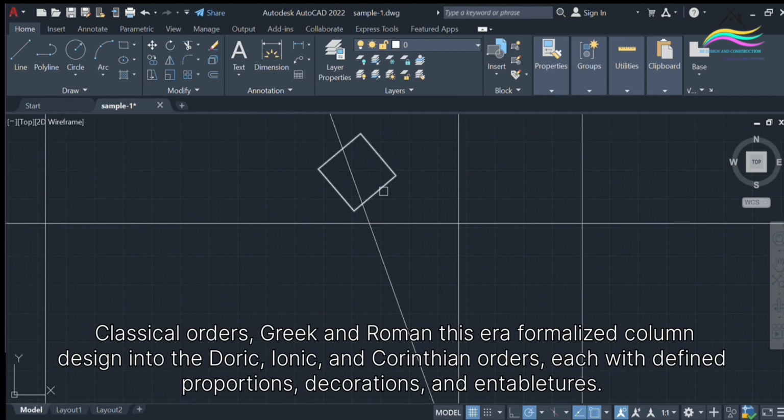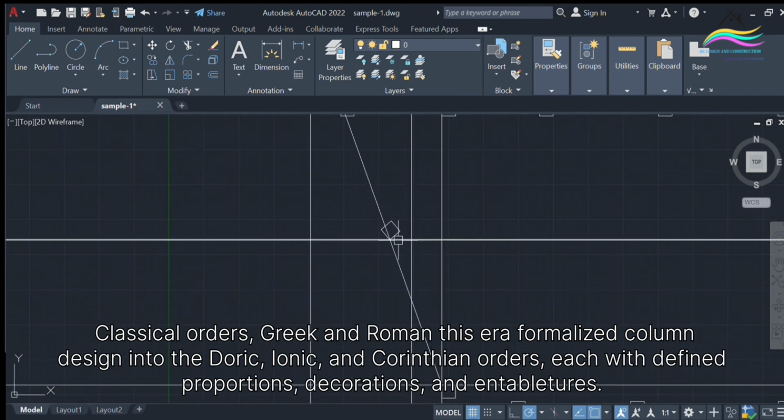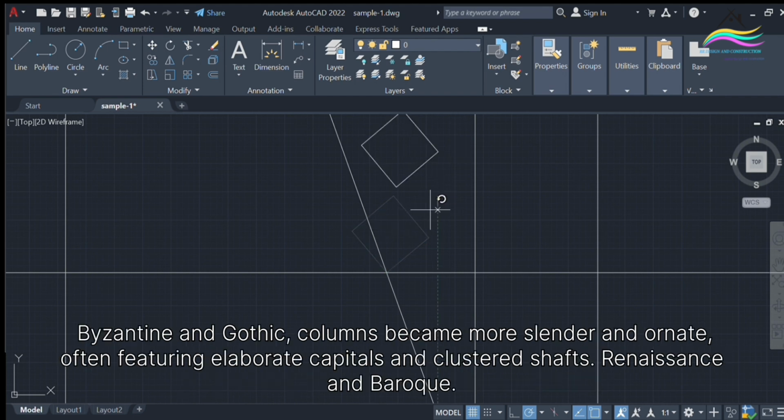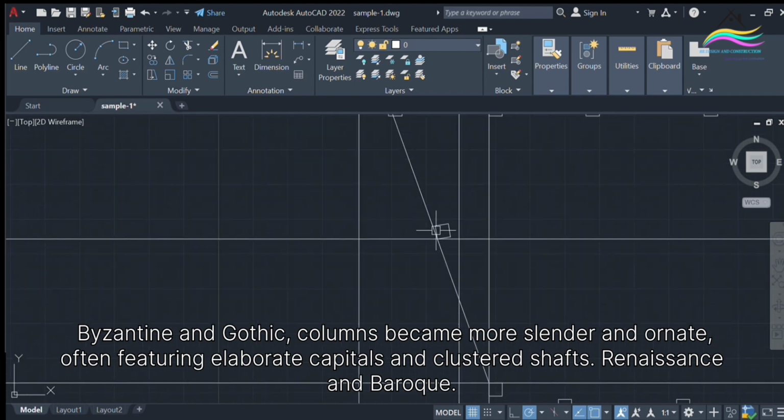Classical orders, Greek and Roman. This era formalized column design into the Doric, Ionic, and Corinthian orders, each with defined proportions, decorations, and entablatures. Byzantine and Gothic: columns became more slender and ornate, often featuring elaborate capitals and clustered shafts.